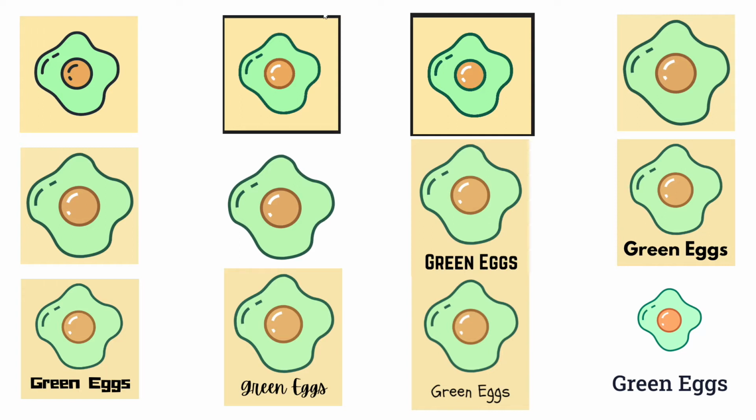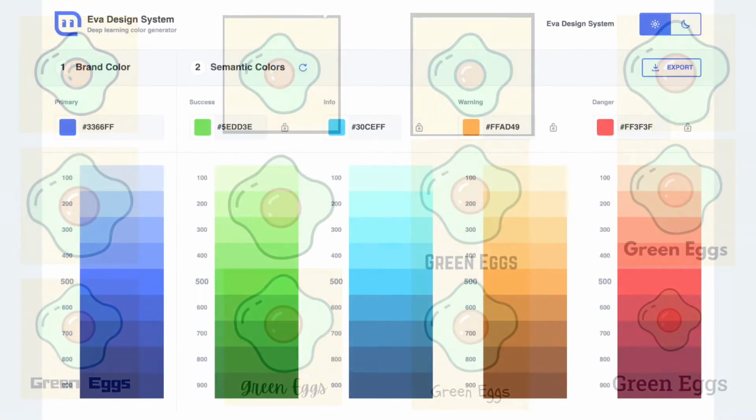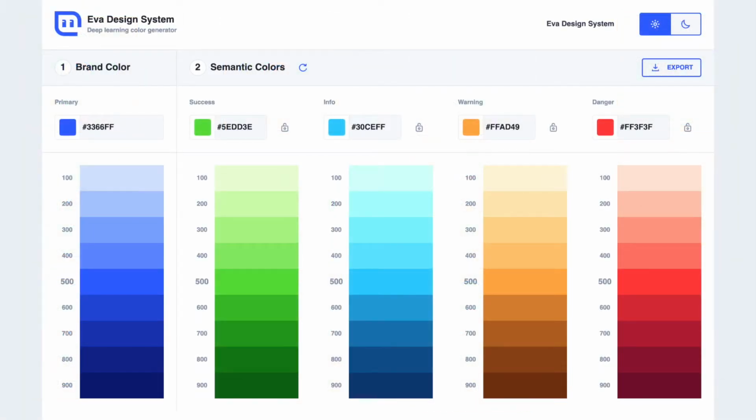These colors were generated by the Ava design system color generator. This generator takes a primary brand color and uses deep learning to output shades of each of the 6 categories. We reran this deep learning generator until we were satisfied with all the colors we had.